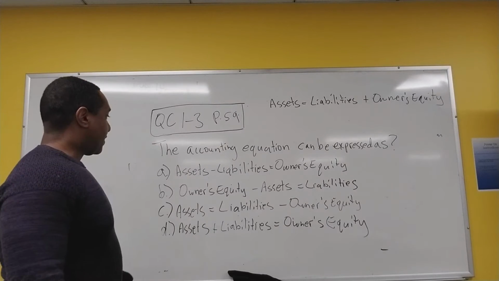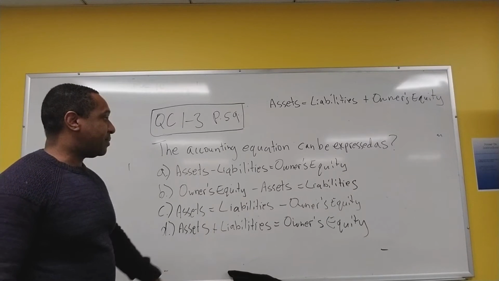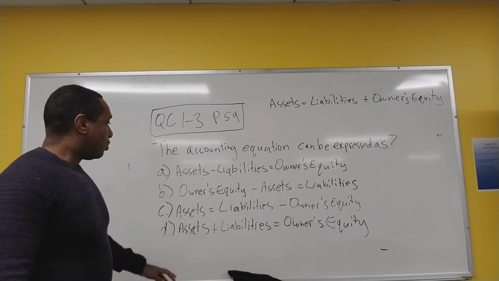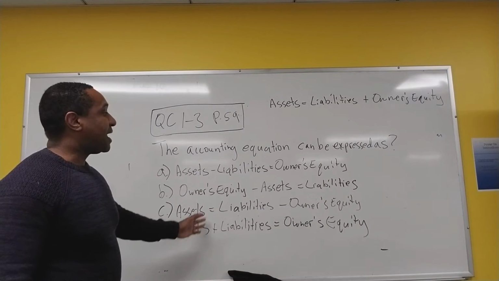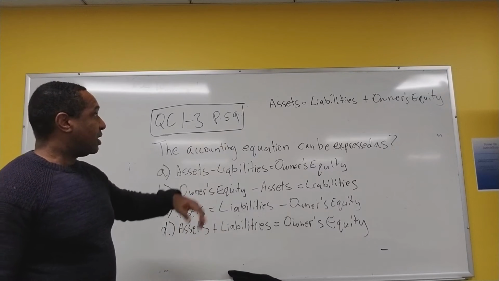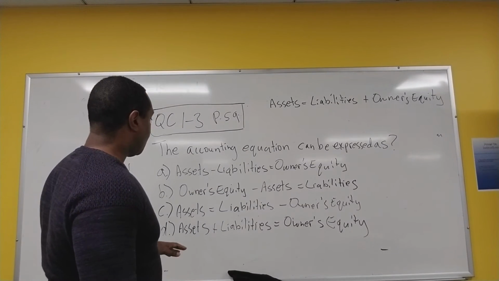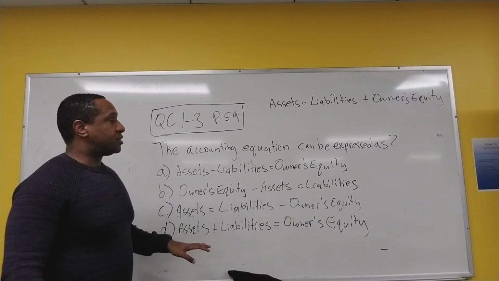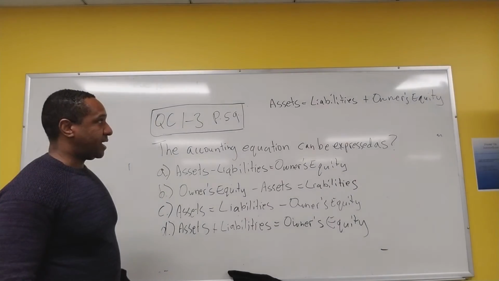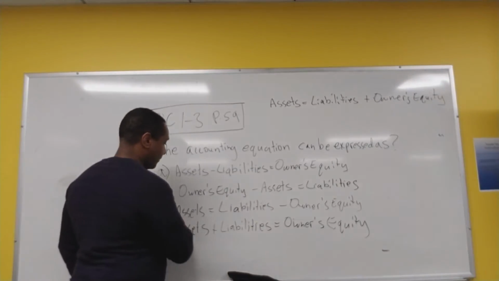Now, if we go here, assets plus liabilities equals owner's equity, does that make sense? Well, we've got assets, and then we're adding liabilities to it to give us owner's equity. That doesn't make sense because we wouldn't add things that are owed or claims to give us the owner's equity, right? So this one, we knock this one out.